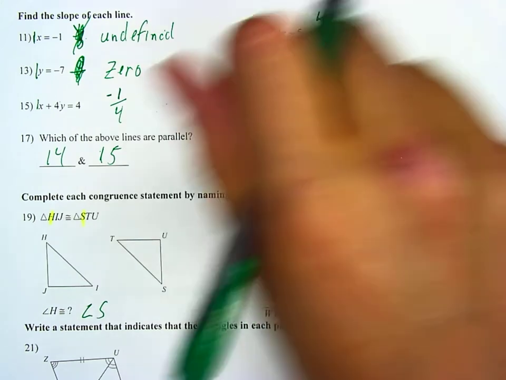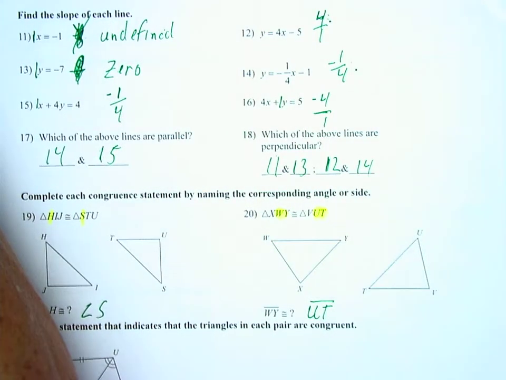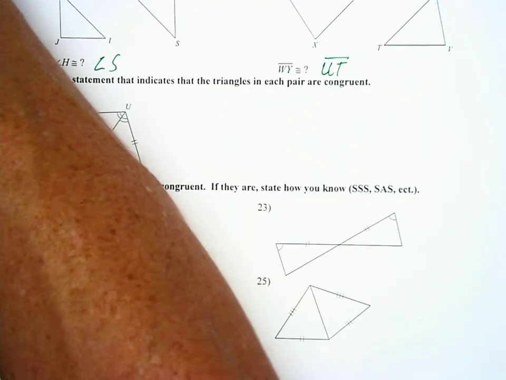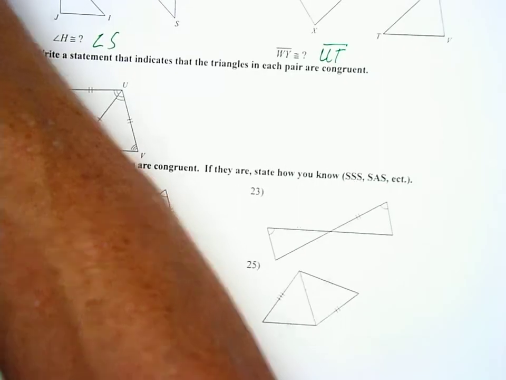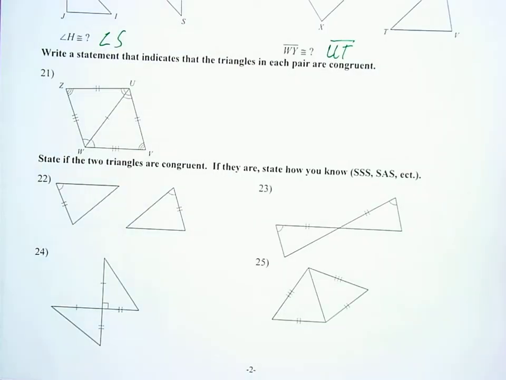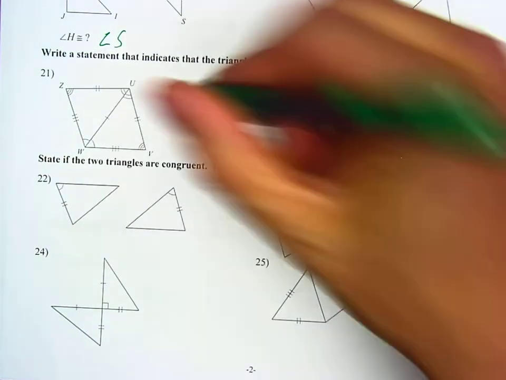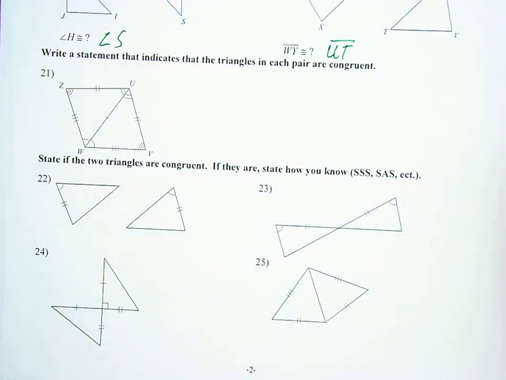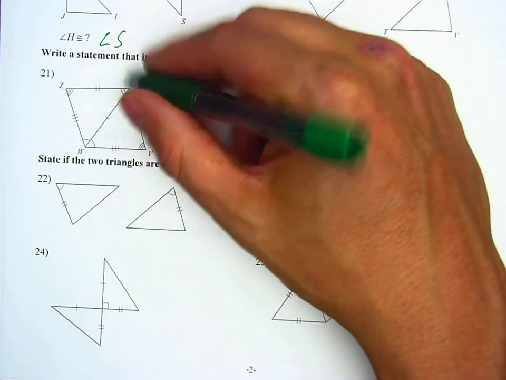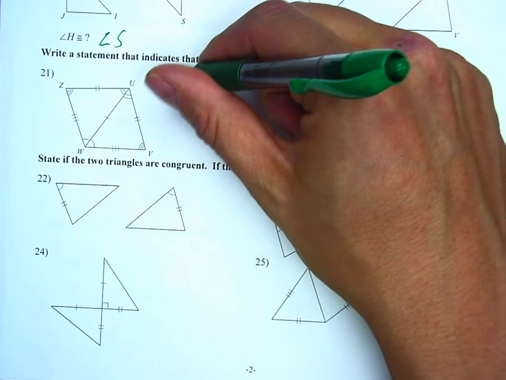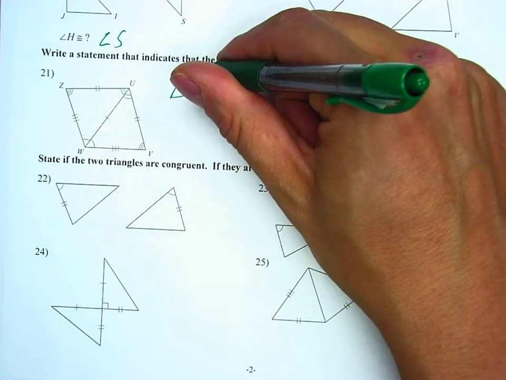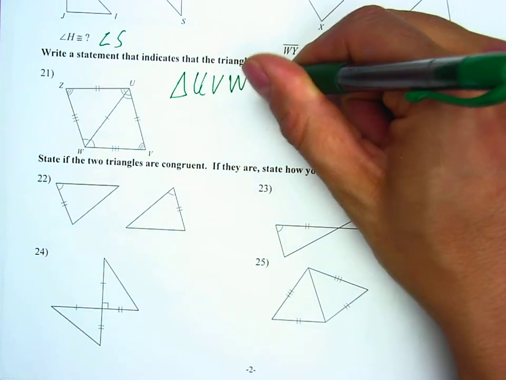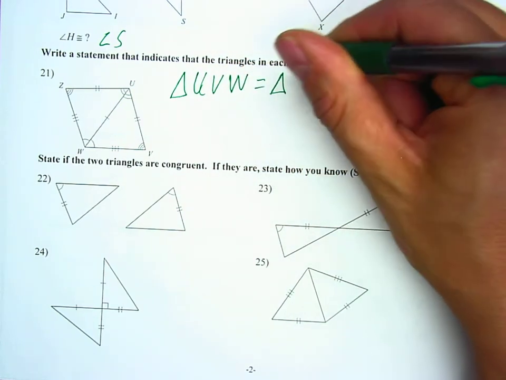All right, next one. Write a statement that indicates the triangles are congruent. So I'm looking for congruent statements. So here, the triangles are what are called adjacent or abutting. Adjacent would be a better word. So I'm looking at these and I'm looking for which angles go with which angles. I should do one of them alphabetical, doesn't matter. So maybe I should do this one U, V, W. Alphabetical. U, V, W. And then I'm looking at this other triangle next to it.